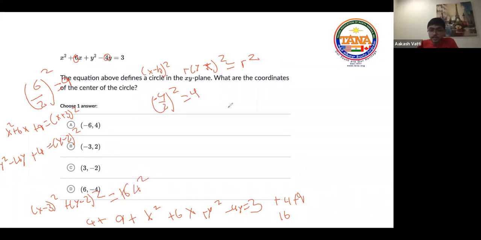And since h is negative 3 and k is negative 2, then the coordinates of the circle is, no, not negative 2. This is plus 2 here. Or no, what am I saying? Minus, and then this is plus. And since h is negative 3, because remember it's the negative of whatever you have here, and k is 2, then therefore your answer is B.